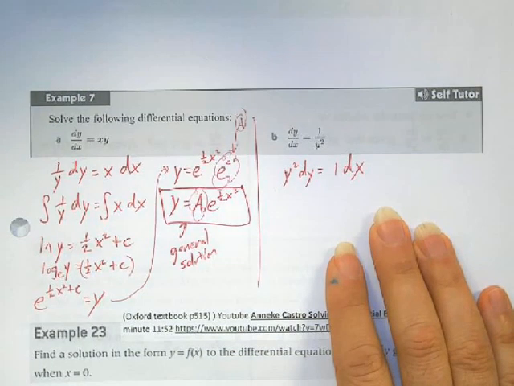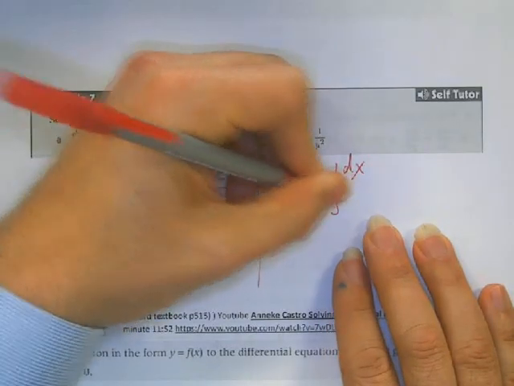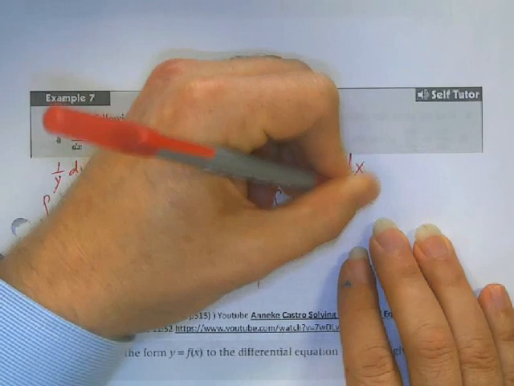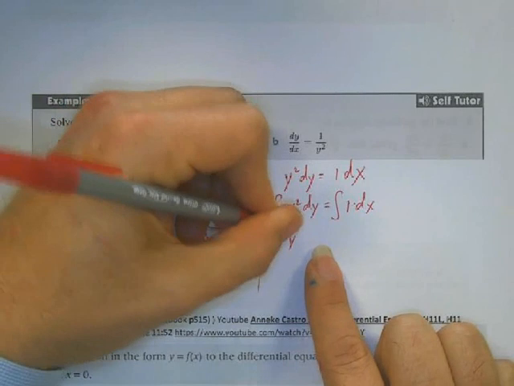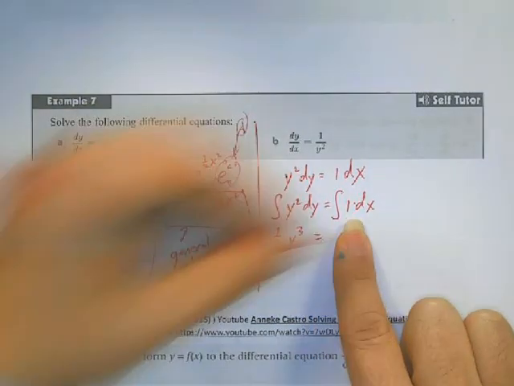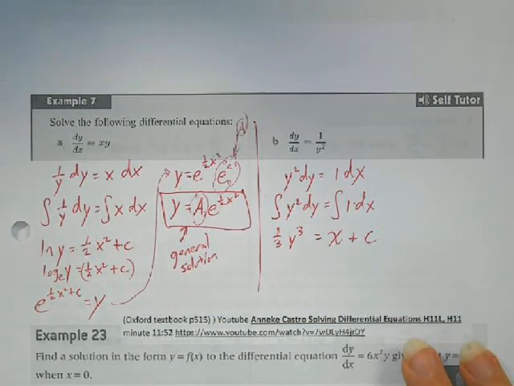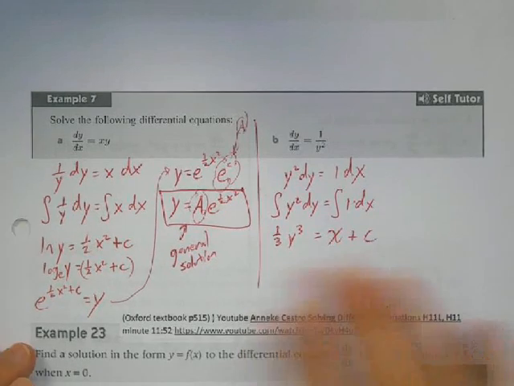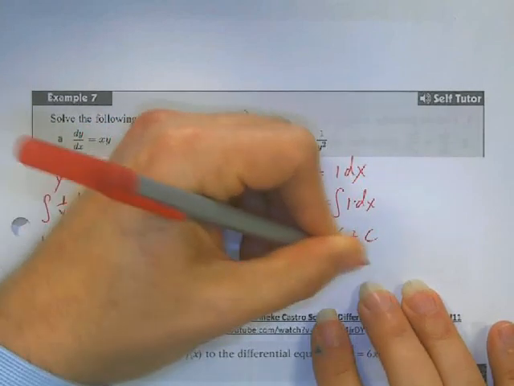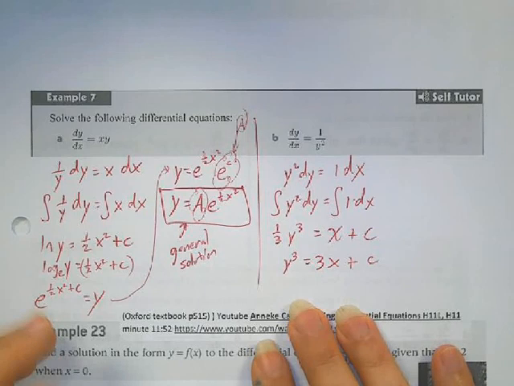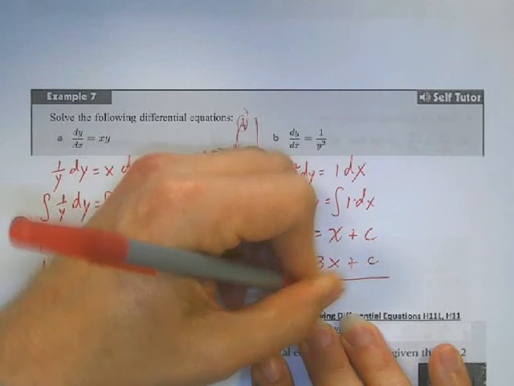Okay, so now I'm going to take the integral of both sides. The antiderivative of y squared is 1/3 y cubed. The antiderivative of 1 is x, and then we have to put the plus c. Okay, and then we're solving for y, so we multiply both sides by 3. I end up with y cubed equals 3x plus c, and then I take the cube root of both sides, and so y equals the cube root of 3x plus c.